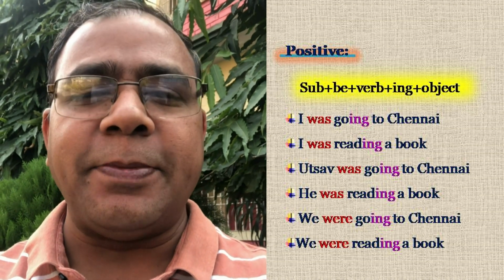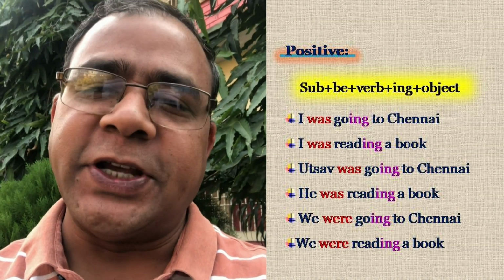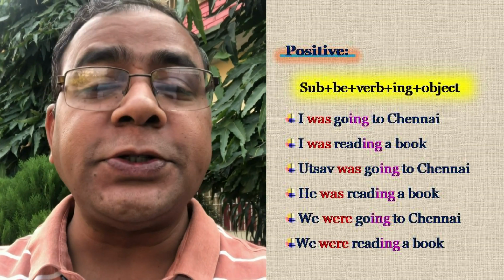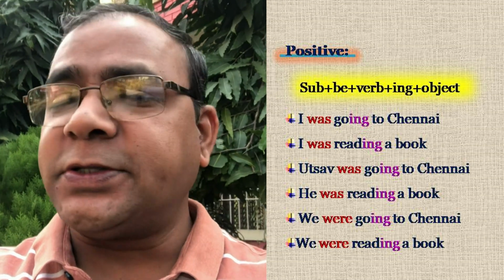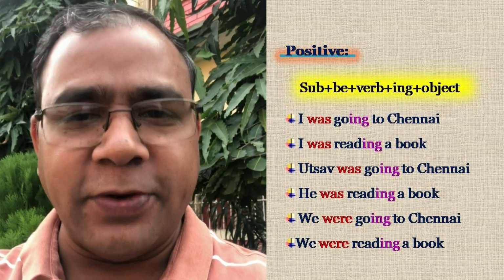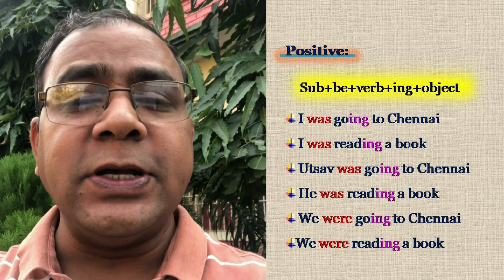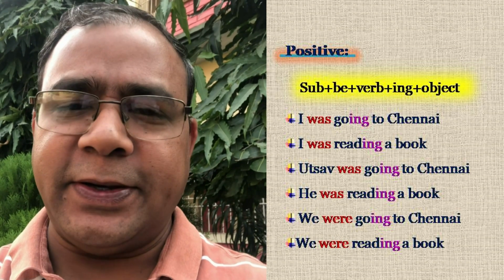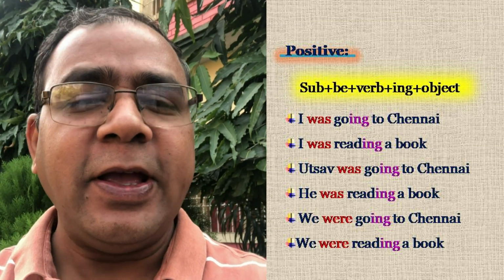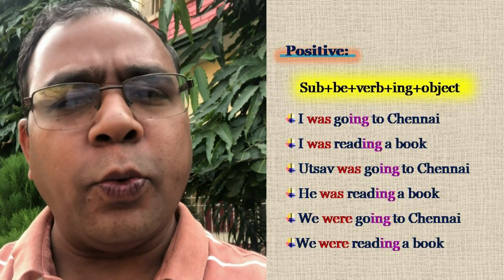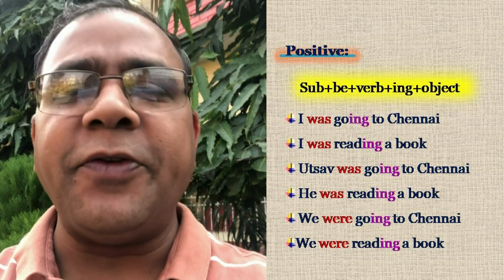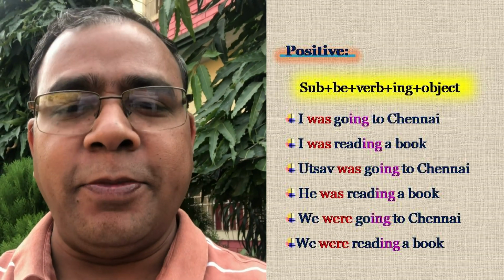So let us take an example. I was going to Chennai. Was going. In the present continuous, I am going to Chennai, maybe we are traveling. Now you are talking about something that happened yesterday or last week, so you will say, I was going to Chennai. The next example, I was reading a book. When? Maybe last week, 2-3 days ago you must have read. Therefore, you say, I was reading a book.